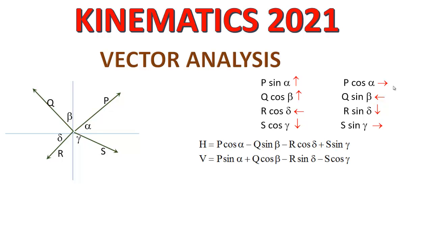Right? And now once you have resolved it, what is going to be the final thing? The resultant will be the square root of horizontal squared plus vertical squared. And what is the angle? Tan theta will be vertical upon horizontal.